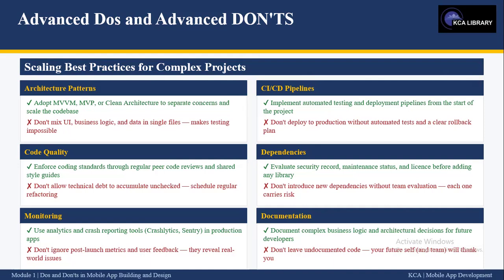Code quality must be maintained through peer review and adherence to standards. Dependencies should be carefully evaluated, and monitoring tools should be used to track application performance. Proper documentation is also critical for long-term project sustainability.